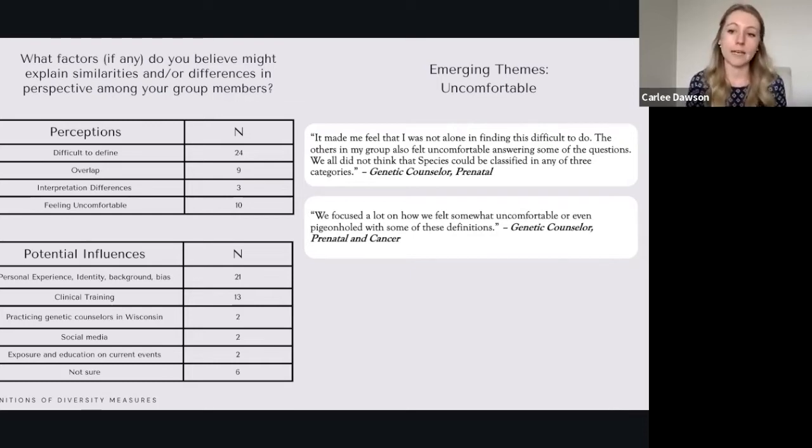So these quotes, among others, demonstrate that the task is difficult to do. There's a lot of overlap and inconsistency in the interpretations. And this can be based on many influences, such as someone's personal experience, identity, and background, and can even make participants feel uncomfortable.